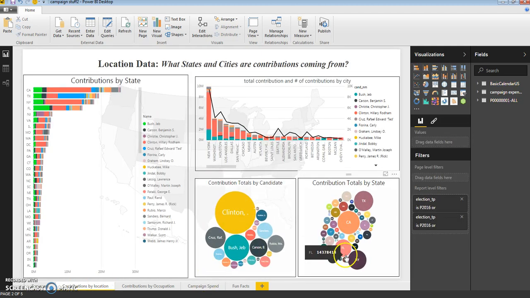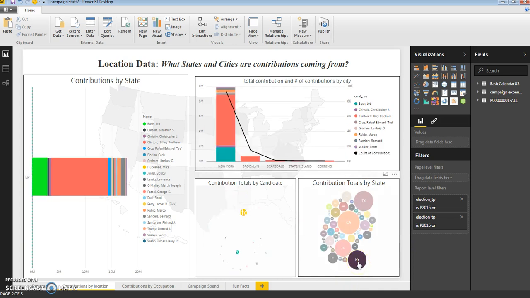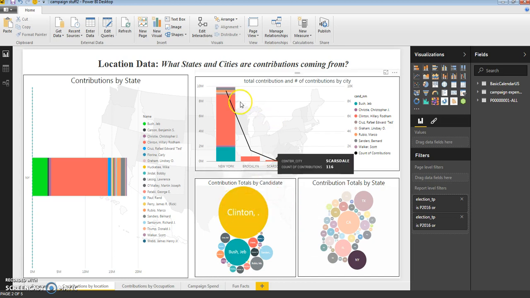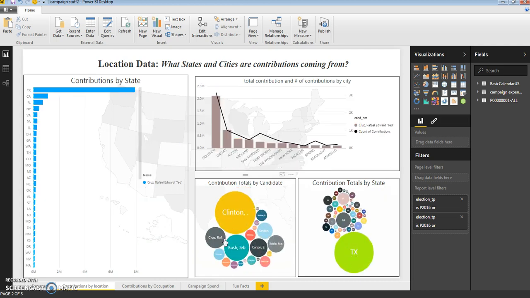Next tab, looking at locations. This is kind of showing the relationship between contributions and candidate and location. So for example, let's look at the state of New York. We can see that Clinton has received most of the contributions from New York, and you can look here and see which cities have contributed most to campaigns. We can also look by candidate. Let's take a look at Cruz. So Cruz has gotten most of his funding from the state of Texas, almost 8 million, and you can see which cities have donated to his campaign.